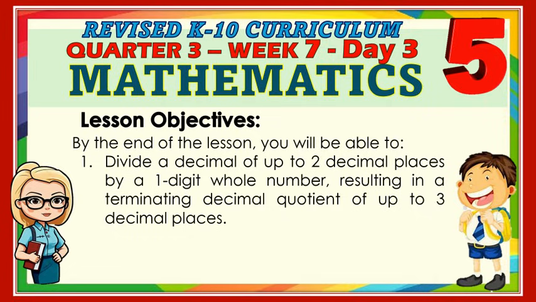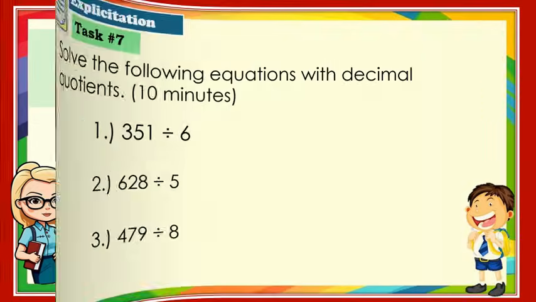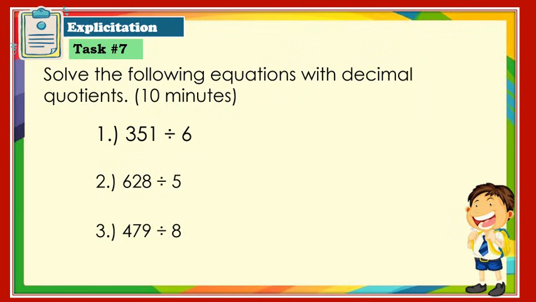Number 1, 351 divided by 6. Number 2, 628 divided by 5. And number 3, 479 divided by 8. Check your answers and solutions on the board. Okay.